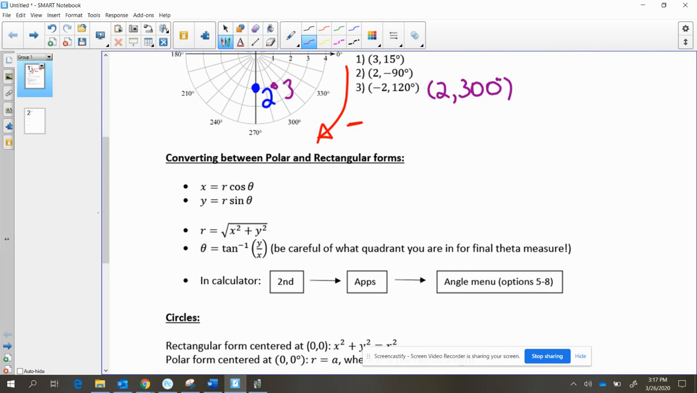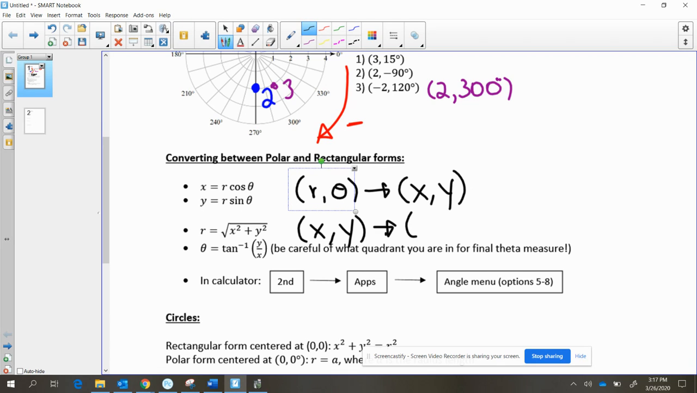All right, now from there we talked about converting between forms. So if you are starting with your r and your theta, and you want to convert it back to our Cartesian rectangular format of x comma y, you would plug r and theta into r cosine theta and r sine theta to get your x and your y values. Now, if you're going the opposite direction, you have x and y, and you want r and theta, you're going to plug into r equals the square root of x squared plus y squared, and you're going to plug into tan inverse y over x to get your theta value.